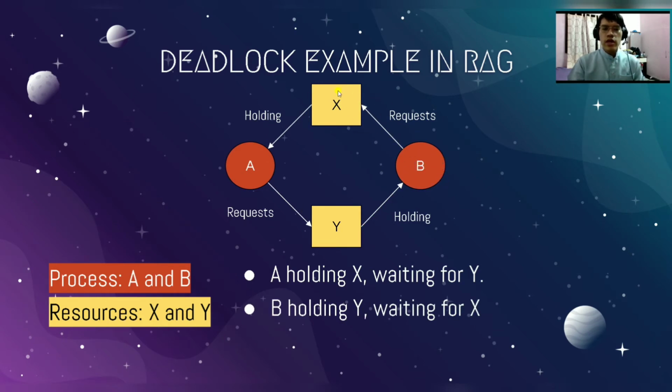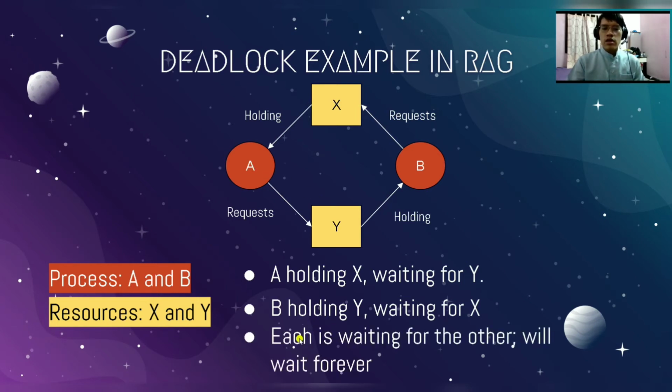B is waiting for X, but A is holding X, but also B is holding Y, and A is requesting for Y. So A and B are waiting for the other, and will wait forever. So the deadlock happens. This is an example of how a deadlock happens in RAG.